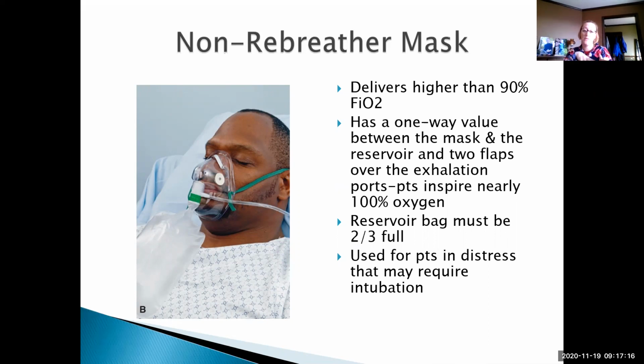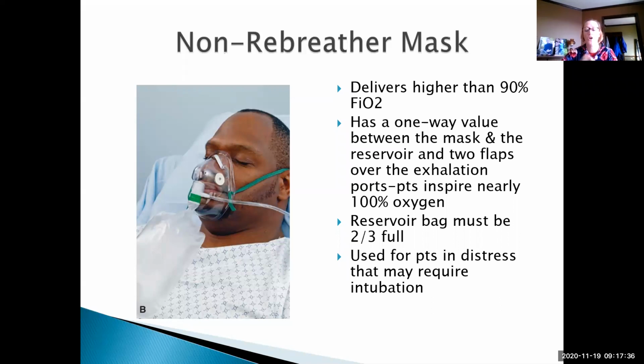If you want to start with the partial rebreathers, literally the only difference is that valve. So you won't see a specific partial rebreather bag. Literally all you do is grab the non-rebreather mask and take that valve off. That's the only difference.